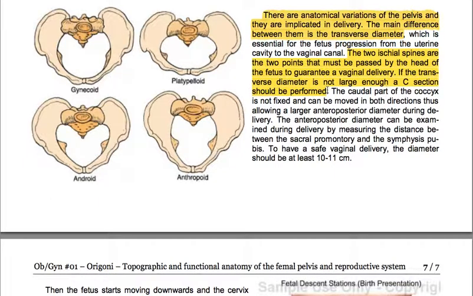The caudal part of the coccyx is not fixed and can be moved in both directions, thus allowing a larger anteroposterior diameter during delivery. So this is the caudal part of the coccyx. The anteroposterior diameter can be examined during delivery by measuring the distance between the sacral promontory and the symphysis pubis. To have a safe vaginal delivery, the diameter should be at least 10-11 centimeters.